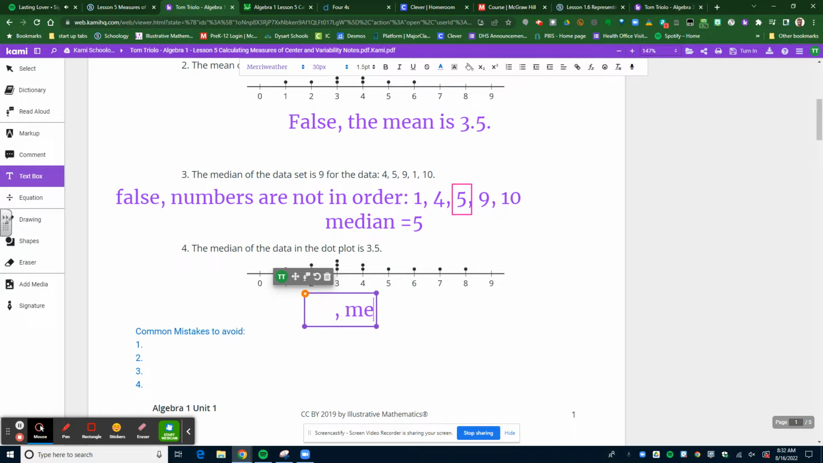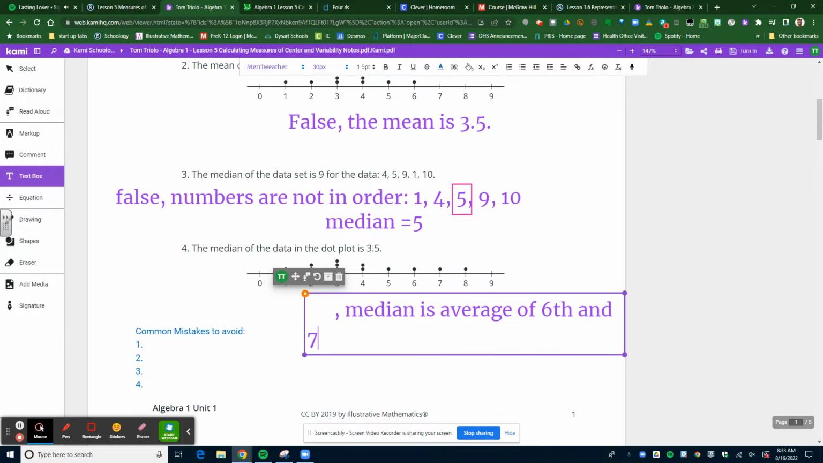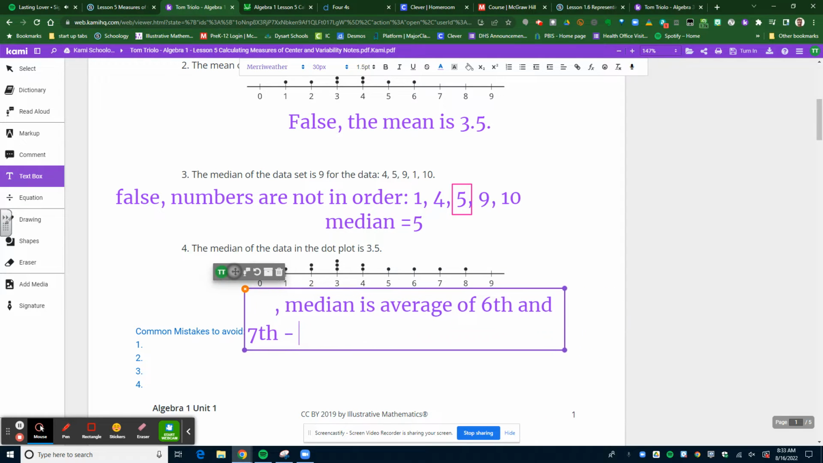So the median is the average of which two, since it's an even set of numbers. I got 12. What's half of 12? 6. But there's no middle number. So it's the average of the 6th and 7th. Okay? So I find my 6th and 7th numbers.